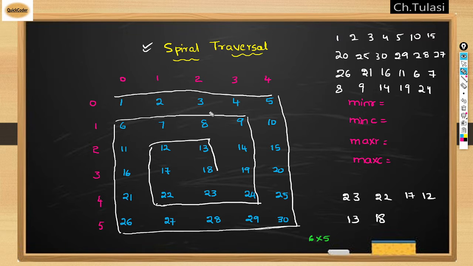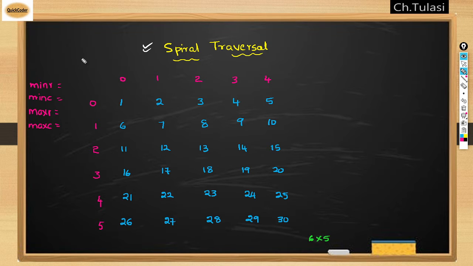So how can we do it? Before going to that, I want to explain what min R, min C, max R, max C are. What is the minimum row? We are starting from 0, so we have rows from 0 to 5. Minimum row is 0. Minimum column is 0. Max row is 5. And max column is 4. These are very important things we have to keep in mind.